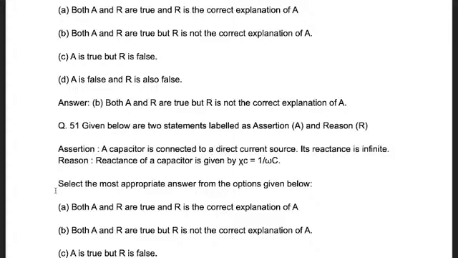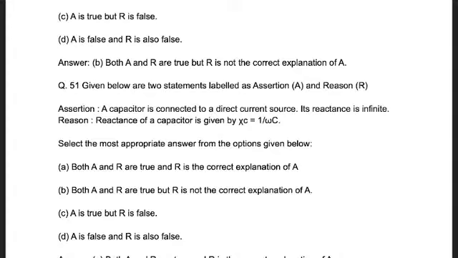A. Both A and R are true, R is the correct explanation of A. B. Both A and R are true, but R is not the correct explanation of A. C. A is true, but R is false. D. A is false and R is also false. Very good. The answer is A. Both A and R are true, and R is the correct explanation of A.